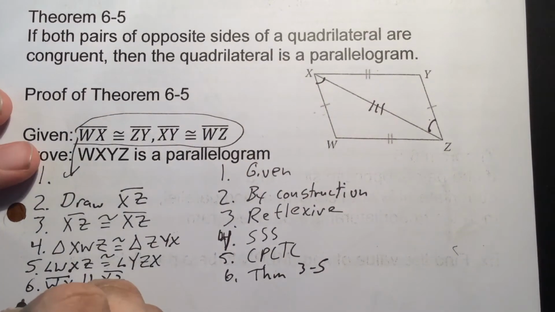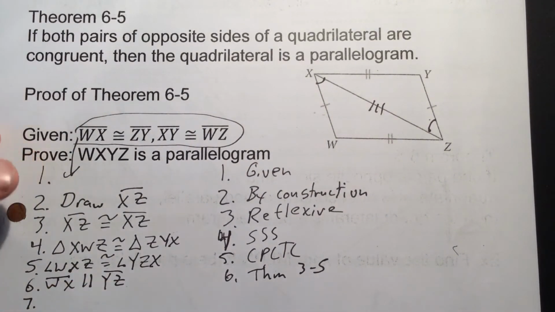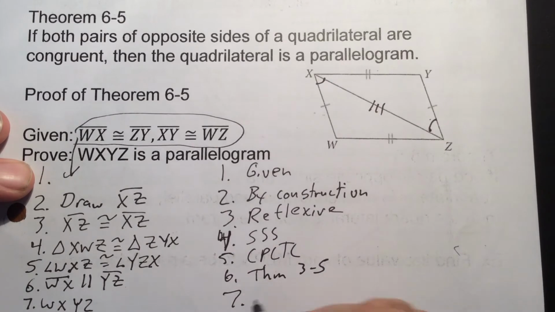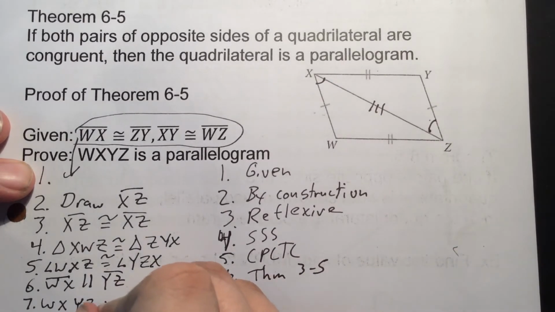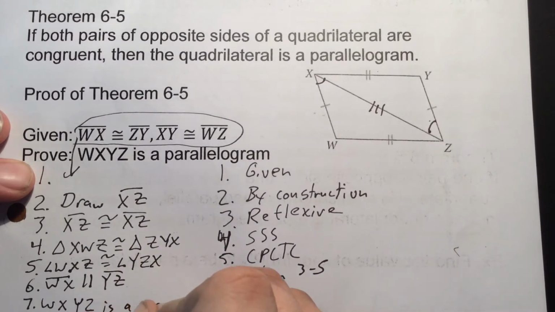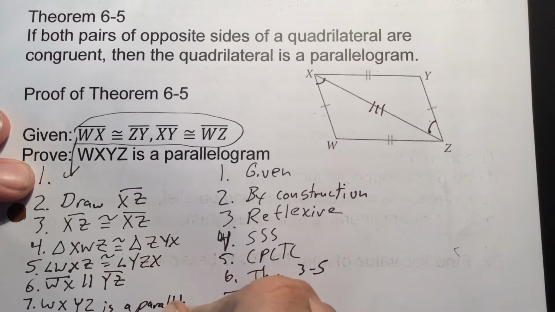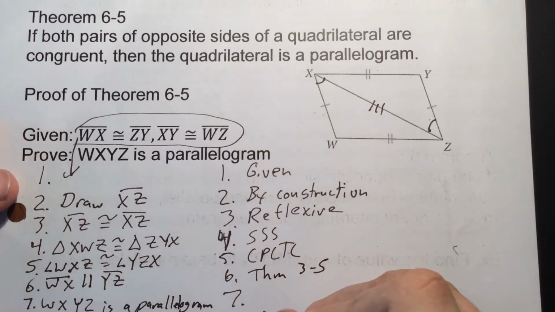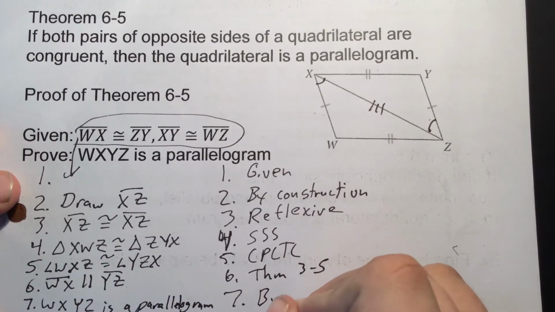So, for step 7, we're going to do the proof. WXYZ is a parallelogram. And that's going to be by definition.